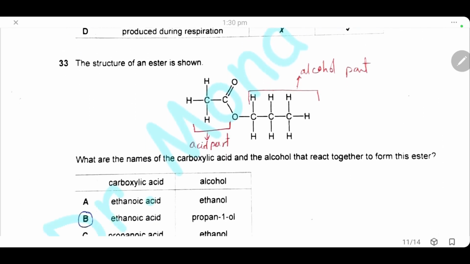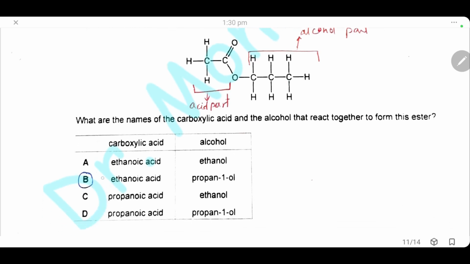Question 33. The structure of an ester is shown. What are the names of the carboxylic acid and the alcohol that react together to form this ester? First, we have to divide the ester into two parts. The part that is connected to the C double bond O group is the acid part, and the other part is the alcohol part. Here we have the acid formed from two carbons, so it's ethanoic acid, and the alcohol formed from 3 carbons, so it's propanol. The answer here will be ethanoic acid for the acid part and propan-1-ol for the alcohol part.